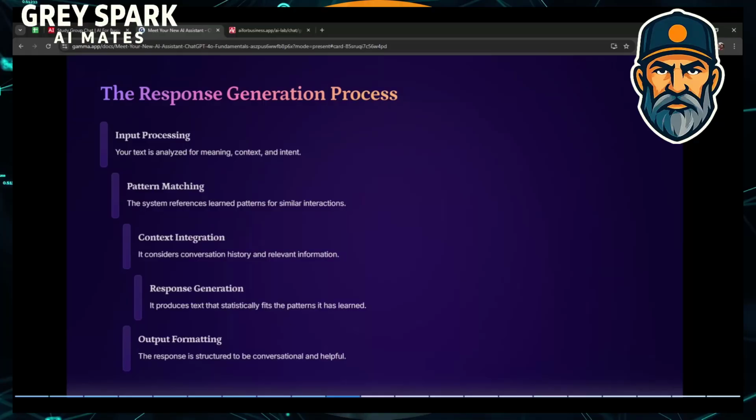Then it goes to response generation. It produces text that statistically fits the patterns it has learned. That's very important. A lot of people don't realize that most AIs are just statistical machines. And then the output formatting: the response is structured to be conversational and helpful.